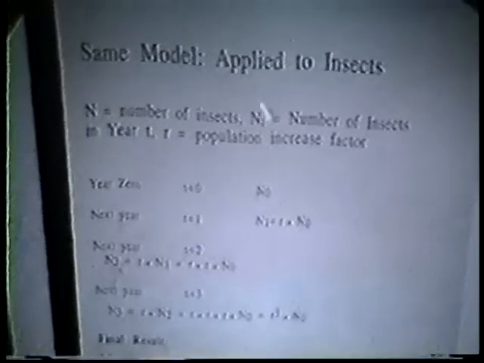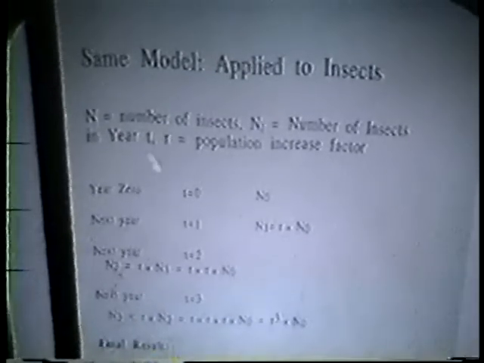Now, you can talk about insects in exactly the same way. You can apply precisely the same model to insect behavior, and what you say is that N_t is the number of insects in year t. Use N as a general symbol for the number of insects. You say R is the population increase factor.